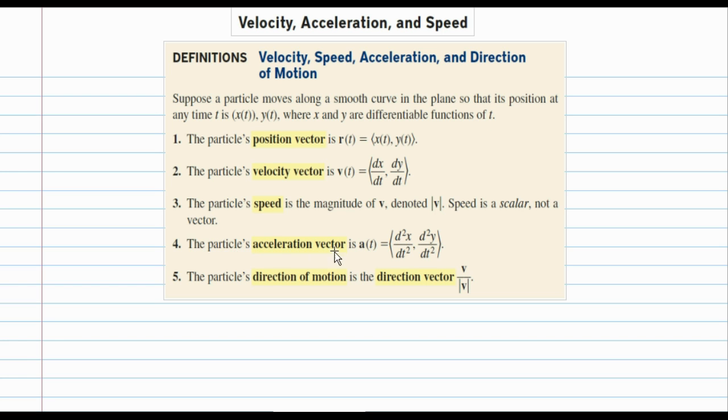The particle's acceleration vector is then yet another derivative, so the derivative of the horizontal velocity and then the derivative of the vertical velocity, to show you an expression for the horizontal acceleration and the vertical acceleration. Finally, number 5, the particle's direction of motion is the direction vector v over the absolute value of v, and we'll look closer at that one in another example.